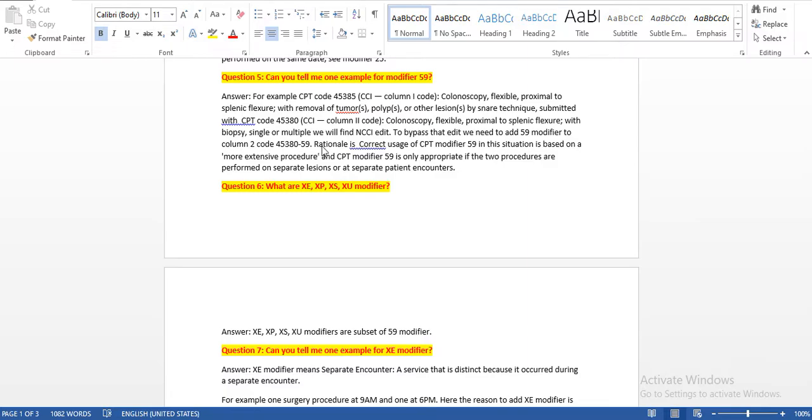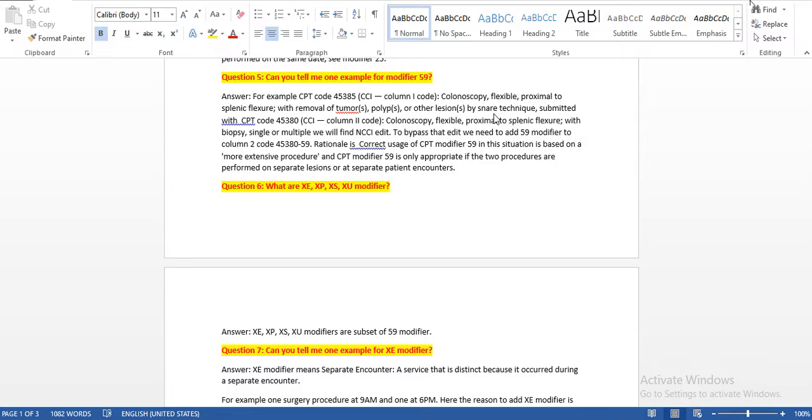So the rationale for this is correct usage of CPT modifier 59 in this situation is based on the more extensive procedure, and CPT modifier 59 is only appropriate if the two procedures are performed on separate lesions or separate patient encounters. So here we have a separate lesion. For example, if you take polyp removal in sigmoid colon and biopsy in ascending colon. So the sigmoid colon and ascending colon both are different sites. So that we need to add 59 modifier to biopsy code.